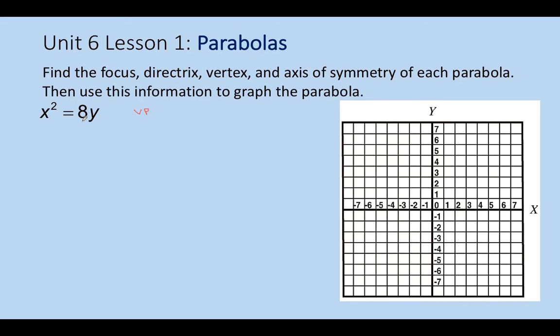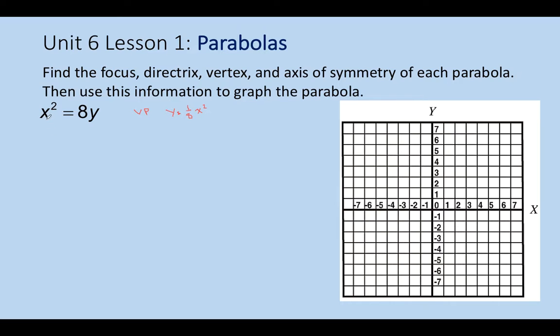If I wanted to think of it another way, I could just divide both sides by 8, and I'd have y equals 1/8 x squared, which is a little more traditional, but you can see why it would be a vertical parabola. It's in that regular form. But ultimately, let's take a look at the rest of this stuff. Find the focus, the directrix, the vertex, and the axis of symmetry of the parabola, and then graph it.